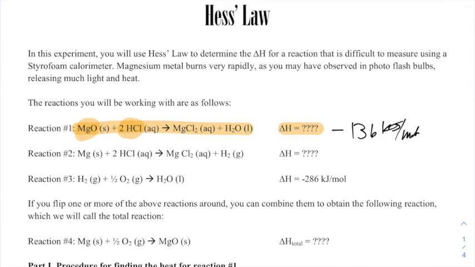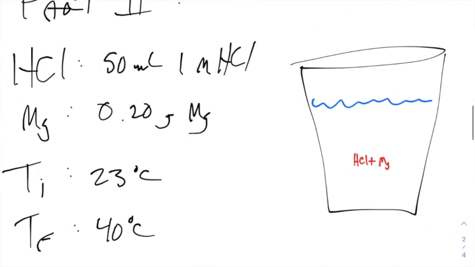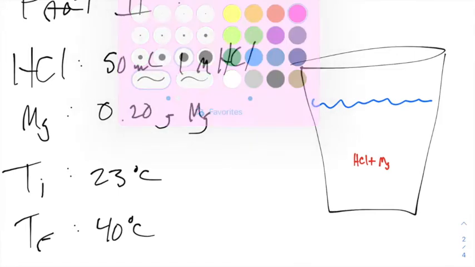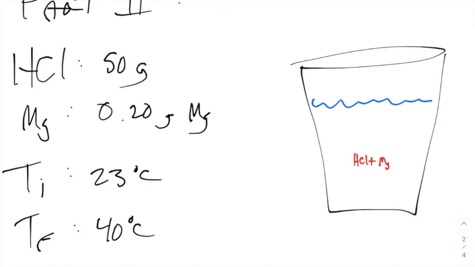Reaction number 2 is done the exact same way, except that it is done with this equation instead of the other one. So what did we do for that one? Well, in part 2, we had 50 milliliters of 1 molar hydrochloric acid. Again, we're going to assume that that is mostly water, so it's got a density of 1 gram per milliliter, which is going to give us 50 grams, and it's got a specific heat capacity of 4.18.